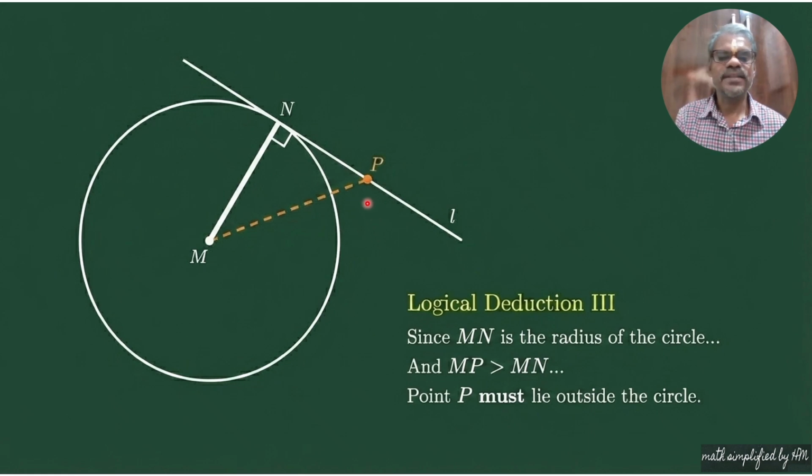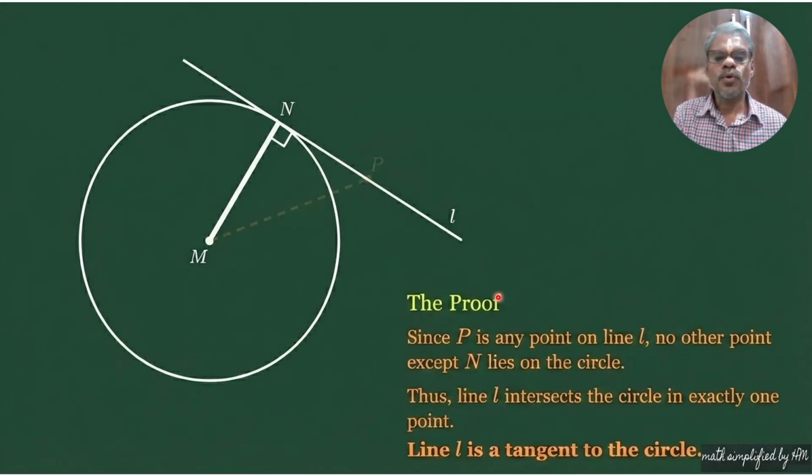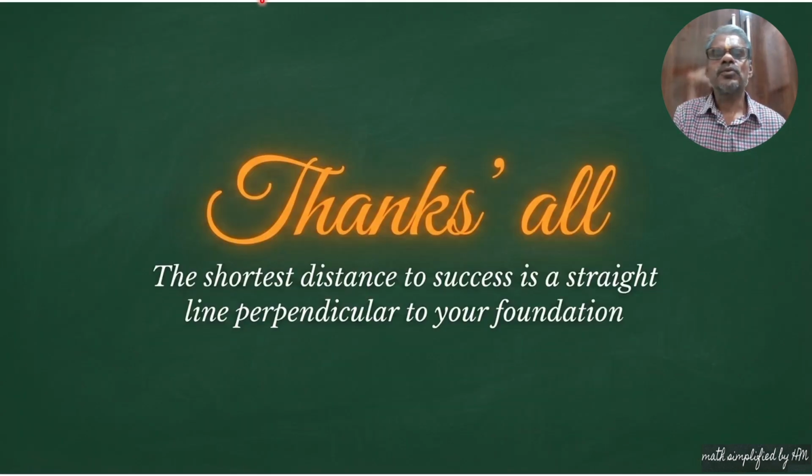lie outside the circle. Now the proof: since P is any point on line L, no other point except N lies on the circle. Thus, the line L intersects the circle in exactly one point N. Therefore, line L is tangent to the circle. That concludes our proof. Thanks all.